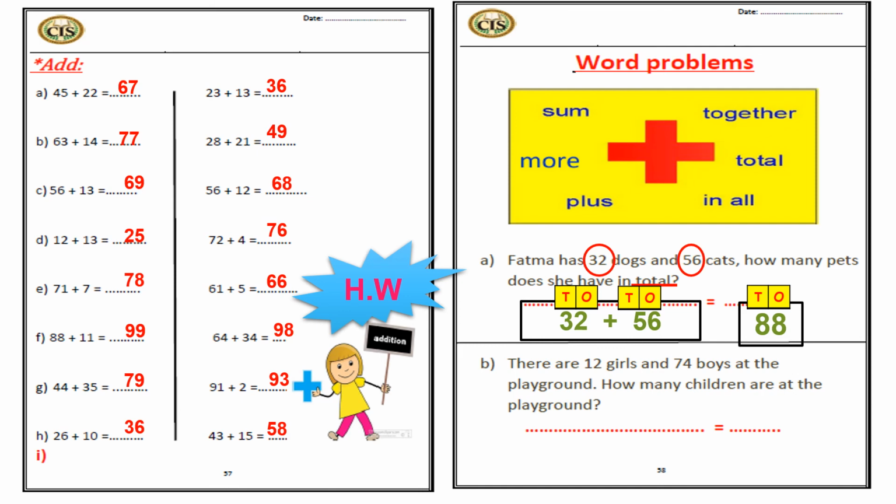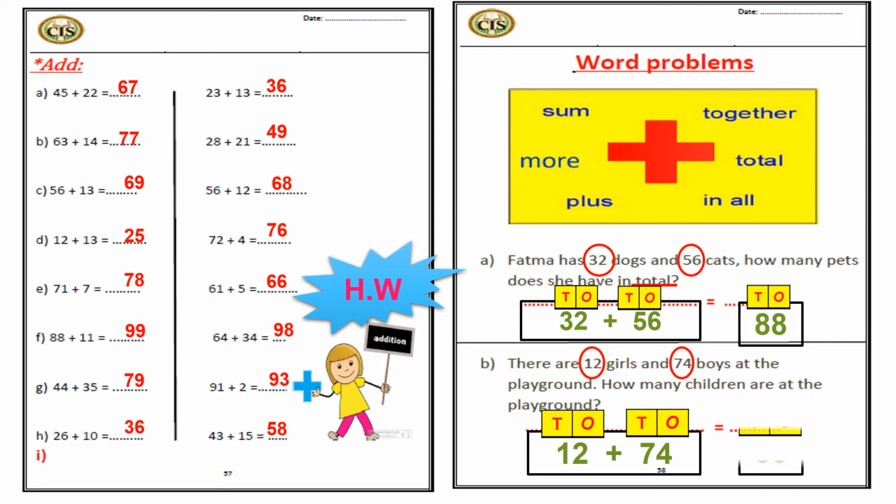Okay, second one here. There are 12 girls and 74 boys at the playground. How many children are at the playground? First thing, circle numbers. We have here 12 girls and 74 boys. Let's make addition. Ones with ones, tens with tens. 2 plus 4 equals 6. 1 plus 7 equals 8. So the sum will be 86.